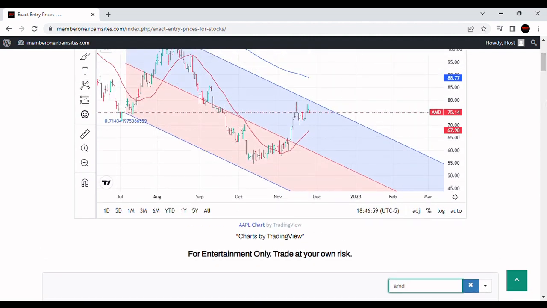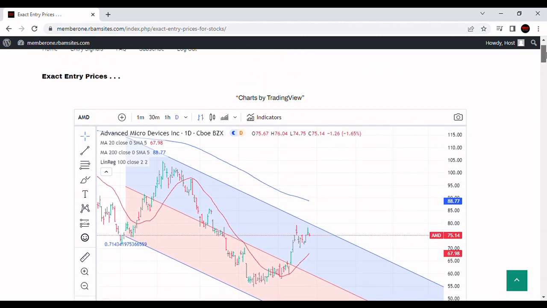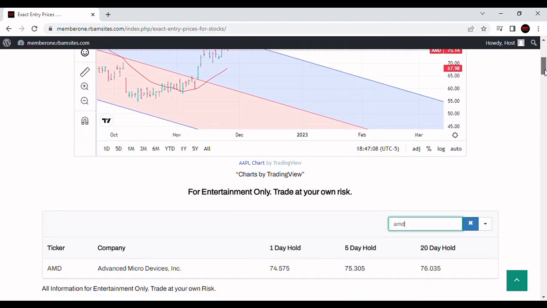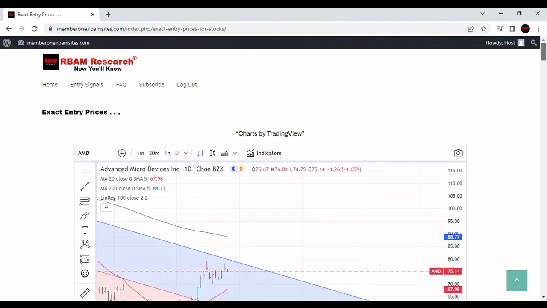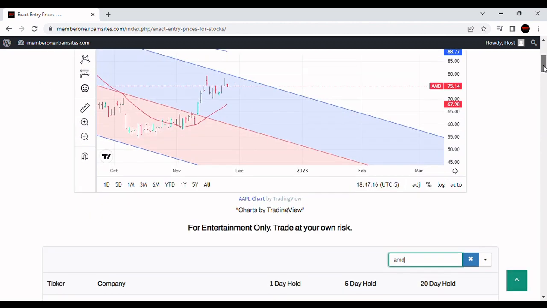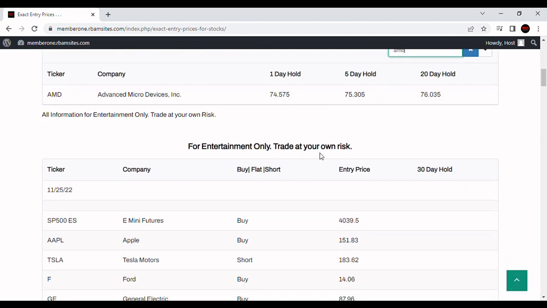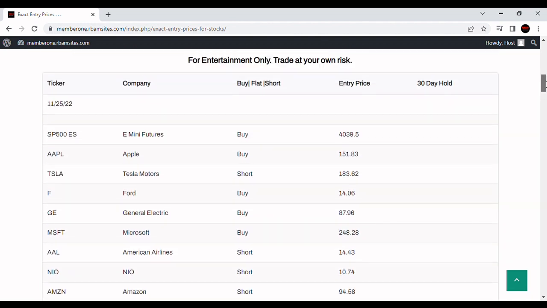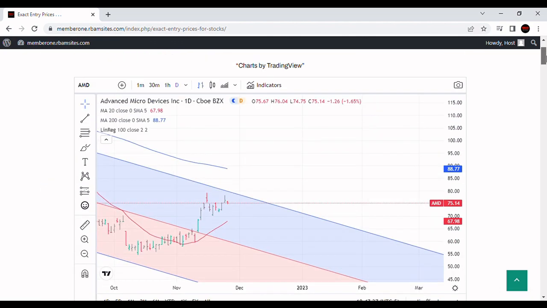Let's see what it said here. $74.50 some cents. And it did not get down there, but it did get into the 75 and 76, and it closed at $75.14. So some of those were hit, and their 5-day and 20-day holds were hit. So I have to see what happens with them next week. We have a 30-day hold trend following system on here, but we don't cover Advanced Micro Devices on that.